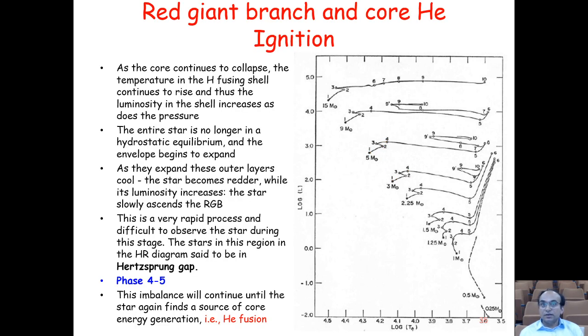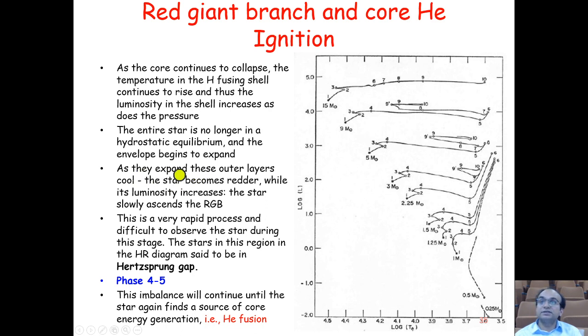Okay. So now coming to the 4 to 5 phase. How does the star evolve from 4 to 5? As the core continues to collapse, the temperature of the hydrogen-fusing shell continues to rise, and thus the luminosity of the shell increases, as does the pressure. The entire star is no longer in hydrostatic equilibrium. Okay? And the envelope begins to expand. See, the fusion is going on in the shell, which is increasing the luminosity and the radiation pressure, and it's not in hydrostatic equilibrium and tries to expand. The envelope begins to expand.